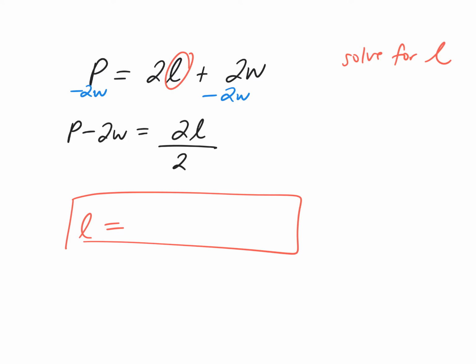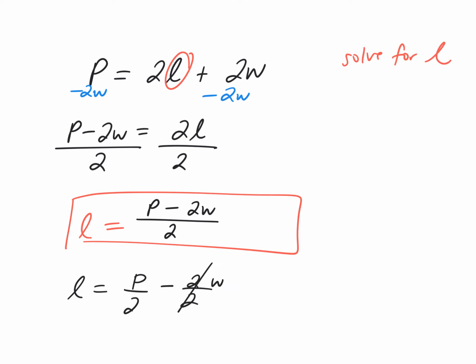And just divide by 2. Divide the whole thing by 2. So L equals P minus 2W over 2. Or you could write it as L equals P over 2 minus 2W over 2, which can just be W. So to simplify, you can write P over 2 minus W.